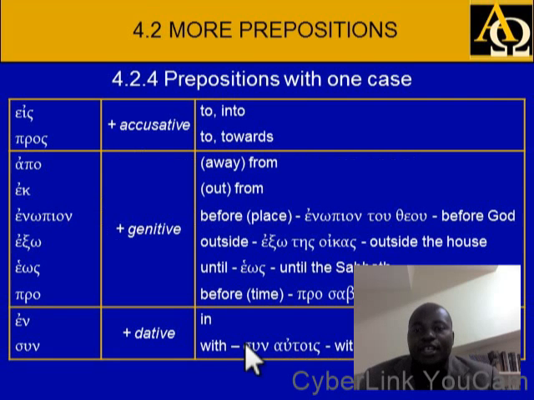So prepositions with one case. Eis plus accusative, to, into. Pros plus accusative, to, towards. Apo, away from. Ek, out of. Enopion, before. Exo plus genitive, outside. Heos, until. Pro, before. En plus dative, in. Syn plus dative, with.